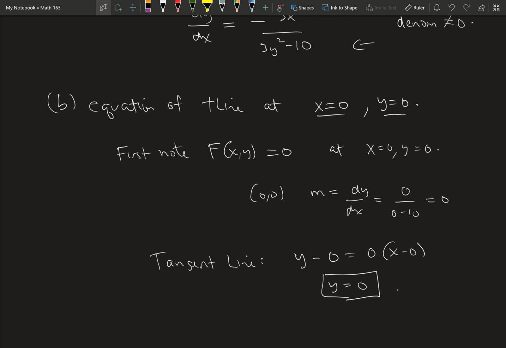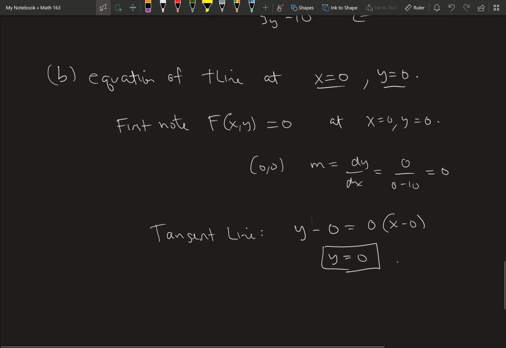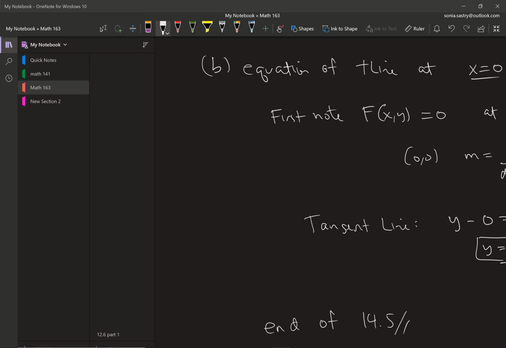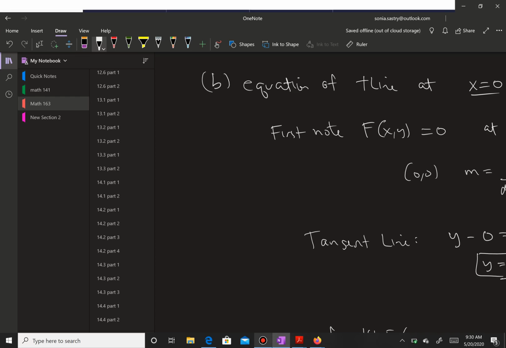Okay, so this is an example of implicit differentiation, and we're going to conclude here. This is the end of 14.5, and we will start 14.6 in the next video.